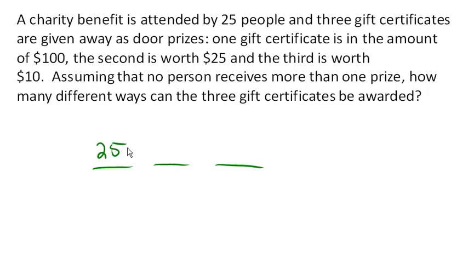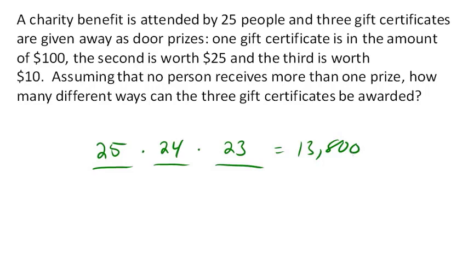How about for the second one, for the $25 prize? Well, there's no repeats, right? No person receives more than 1 prize, so there's only 24 people now. And for the last prize, for the $10 prize, there's 23 people. And so we end up with 13,800 different ways that these prizes could be awarded. And you'll notice that this looks awfully similar to our factorial that we were doing earlier, but truncated, right? Where we don't go all the way down to 1. And it turns out that there is a nice way to represent this, which we'll look at in a minute. Let's look at one more first, though.